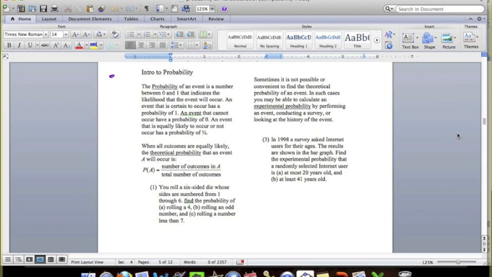Okay? A probability is a number between 0 and 1. Many people report a probability as a percent, which isn't totally accurate. We can take that decimal and turn it into a percent, but technically a probability is a number between 0 and 1, reported as a decimal or a fraction.